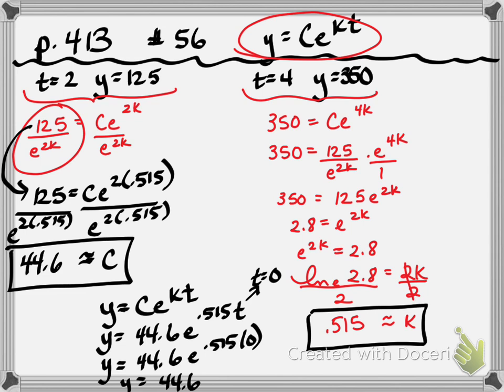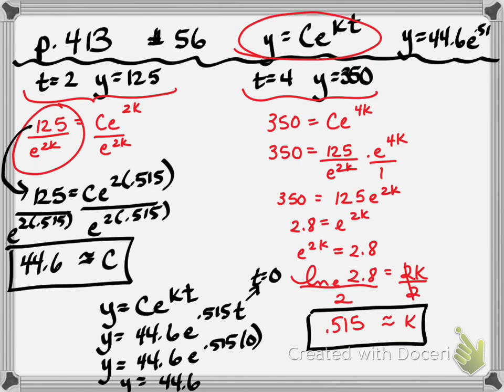B, write an exponential growth model for the bacterial population. Let t represent the time in hours. So the exponential growth model for the population is just what we wrote just now, 44.6 e to the 0.515t. Whoops, it won't let me write that close to the arrow. 0.515t. That is our B part. That's our exponential growth model.